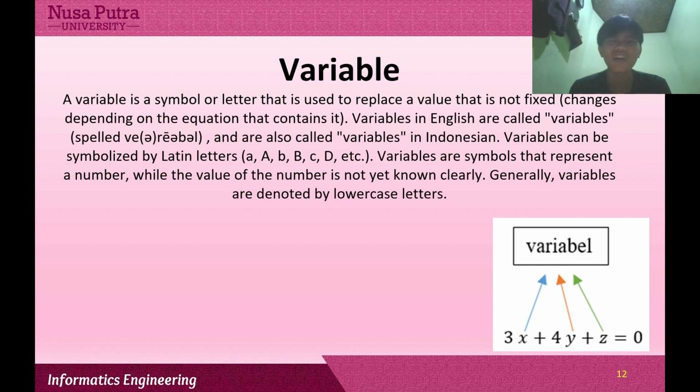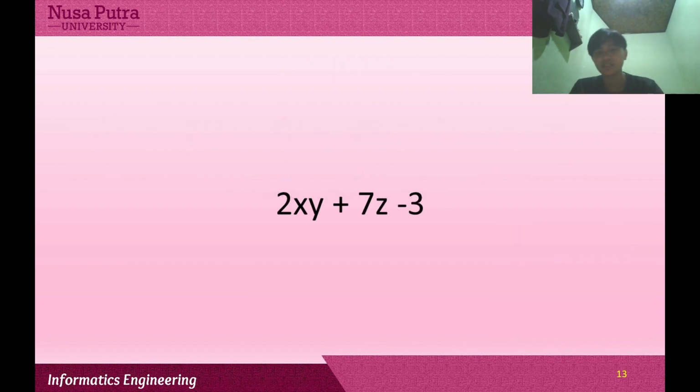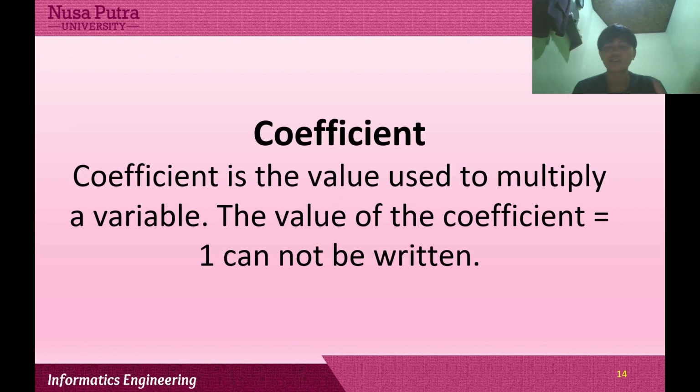A variable is a symbol or letter that is used to replace a value that is not fixed yet. For example, if we have 3x, it will be 3 times whatever value x has. Next, in this expression the variables are x, y, and z because they don't have a fixed value yet, until we find the coefficient.